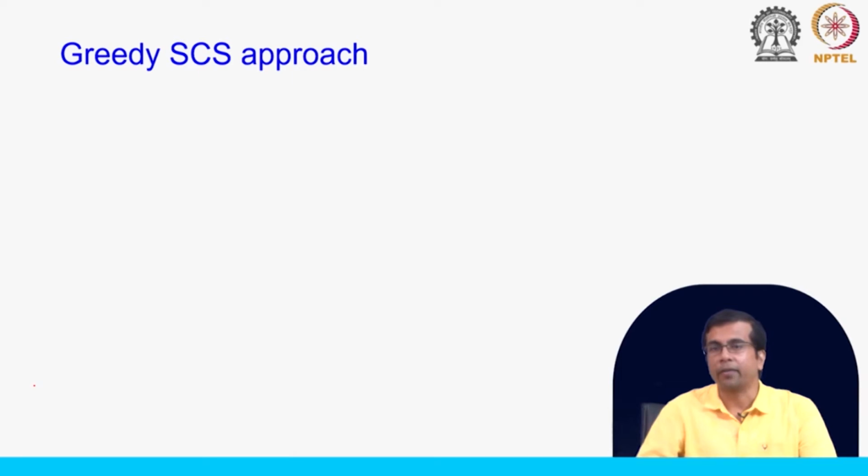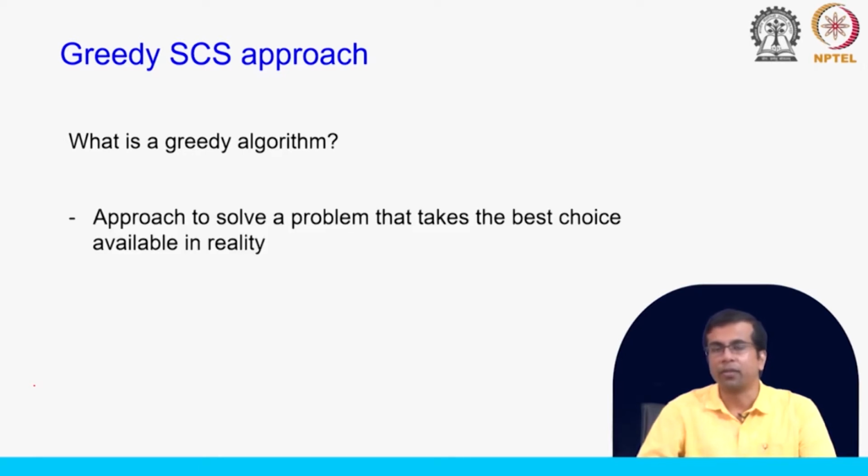Researchers take something called a greedy SCS approach. What is a greedy algorithm? You must have heard about these before. These are approaches that help us solve a problem by taking the best choice available at hand. They are not going to give us the exact or ideal solution all the time, but they will give us a solution. They find a way to solve the problem by taking the best choice that is available.